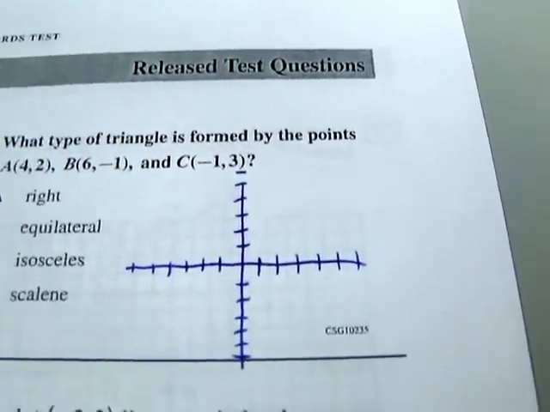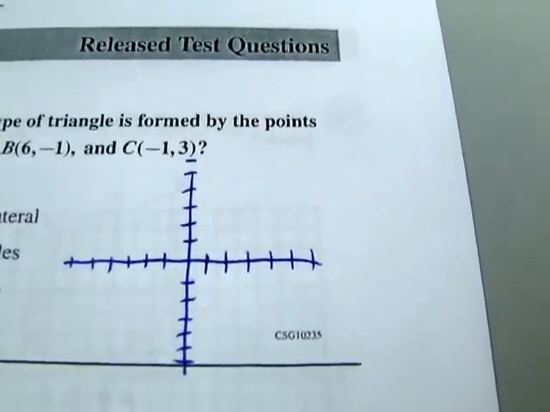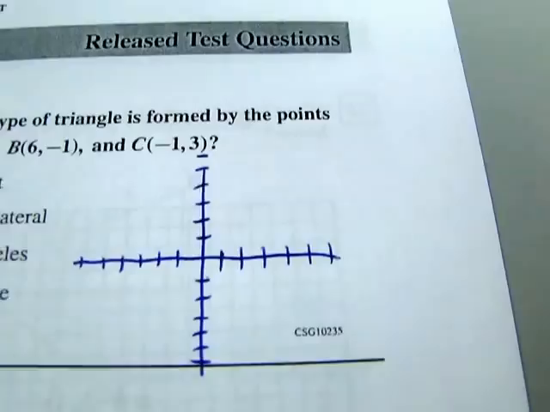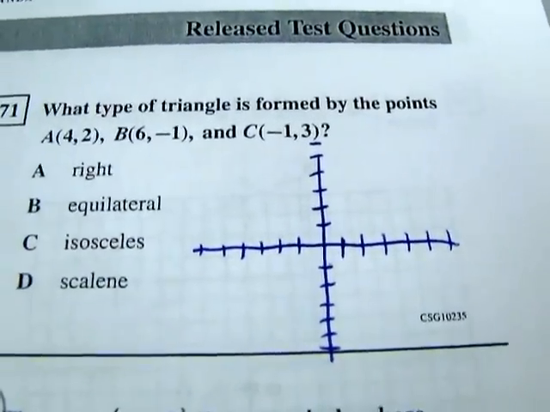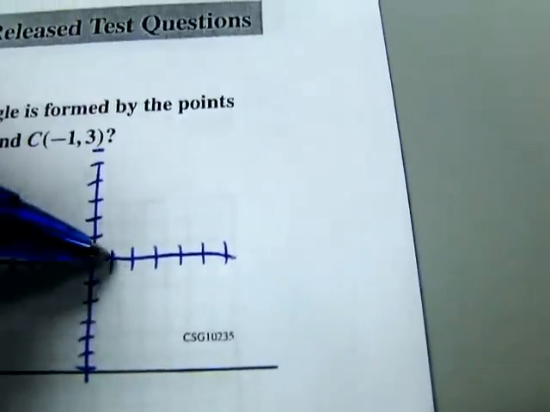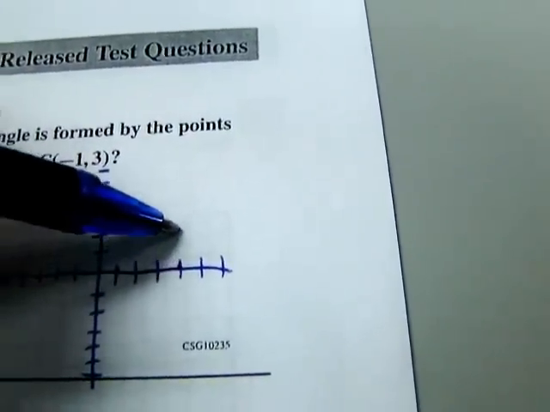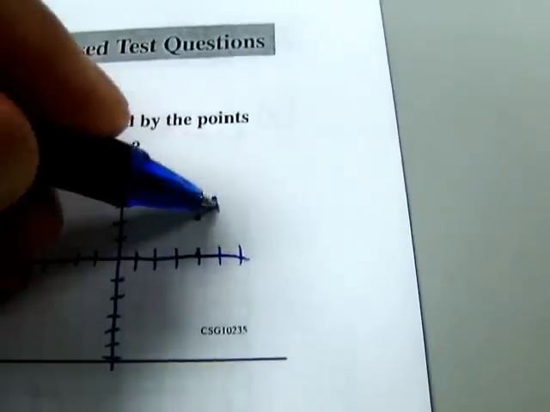As you can see, I'm being sort of careful to make sure that all the units are the same size. Sure, they're not perfect, but they're basically pretty close. So A is 4, 2. So that's 1, 2, 3, 4, 1, 2. So that will be A.